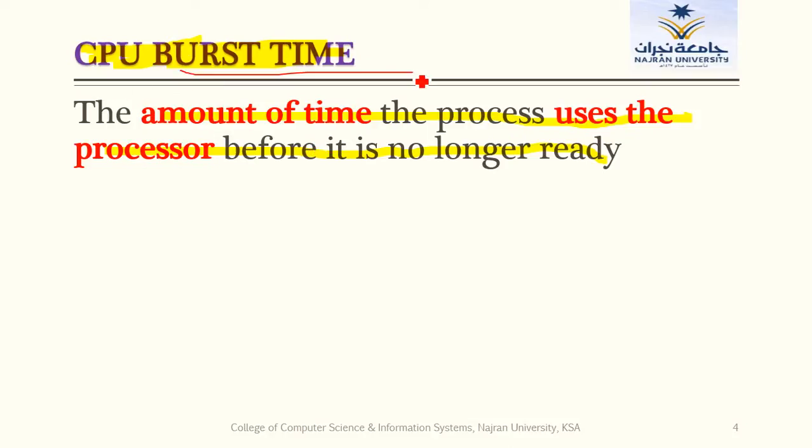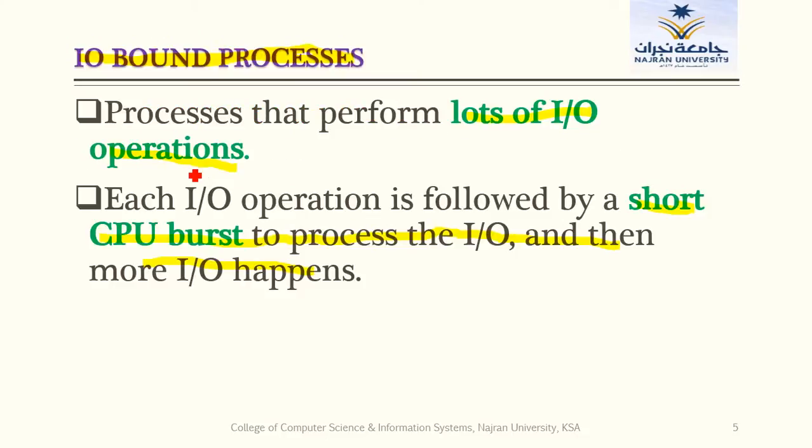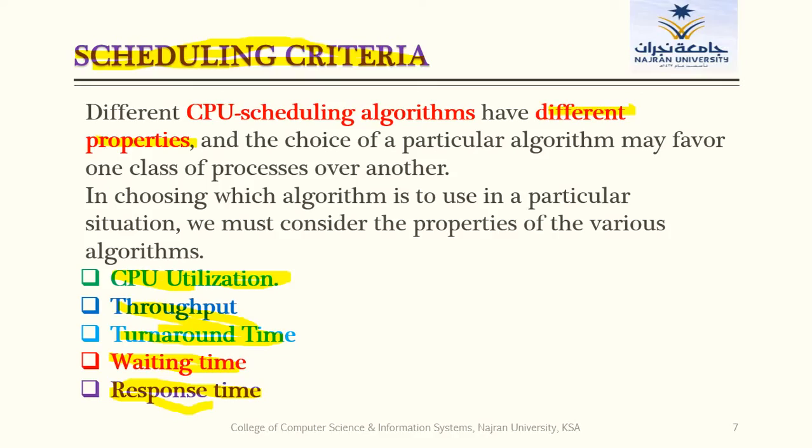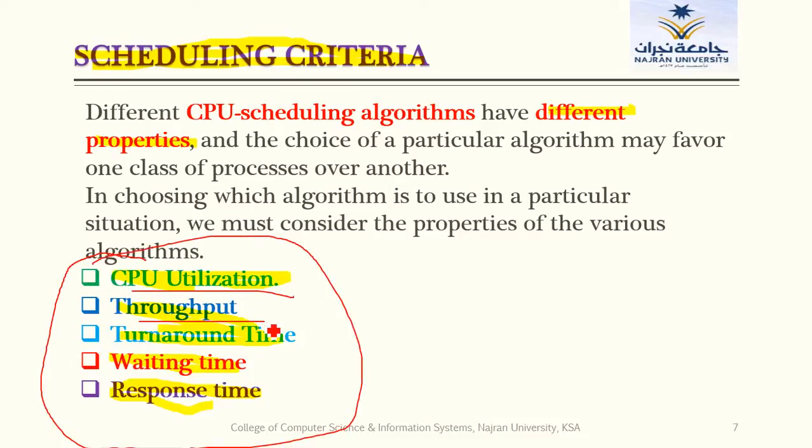Something related to burst time, the amount of time the process uses the processor, how much time he needs to complete his work: 5 seconds, 10 seconds, 20 seconds, how much total time he needs the CPU. Then we have seen IO bound process and CPU bound process. IO bound processes have more IO operations and less computation, but in CPU bound processes, the IO operations are less and computation is high. Whenever we select any process, we need to keep in mind these five components: utilization, throughput, turnaround time, waiting time and response time.